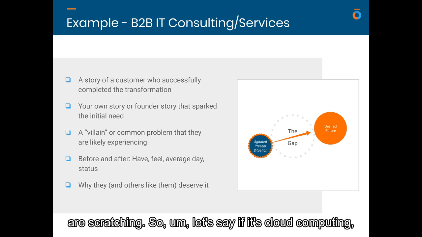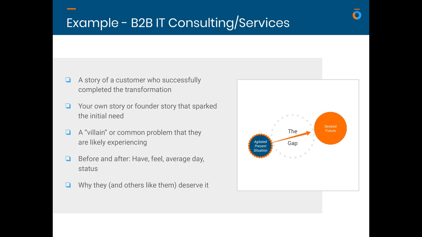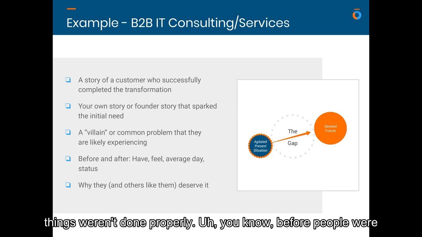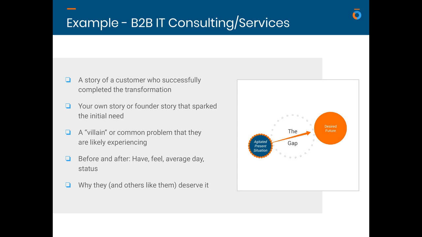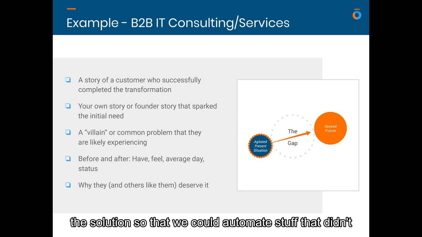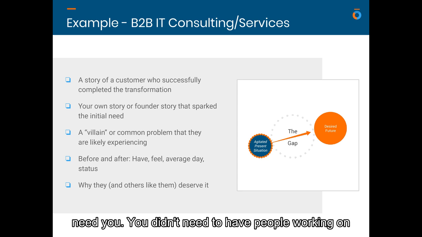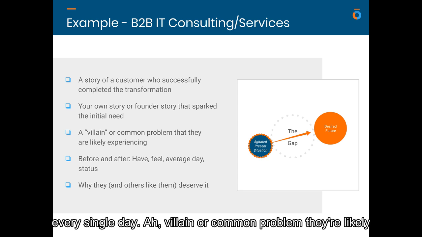So let's say it's cloud computing: things weren't done properly before. People were wasting money. People were wasting resources. That's why we created this solution, so that we could automate the stuff that you didn't need to have people working on every single day.